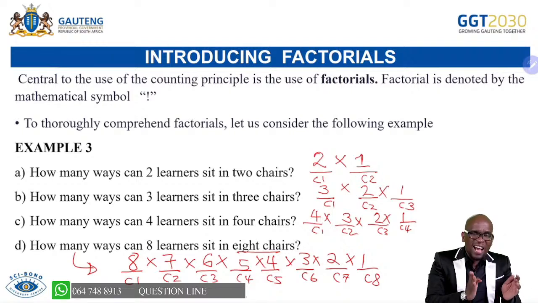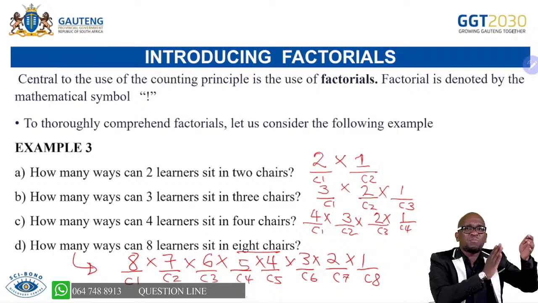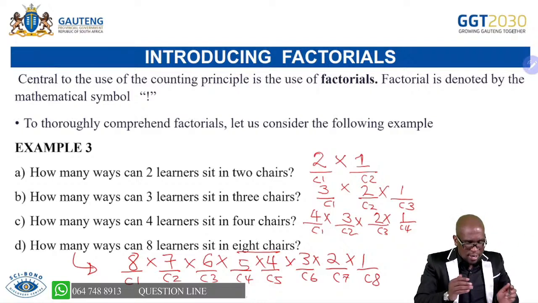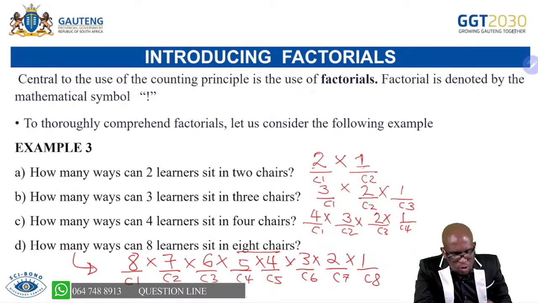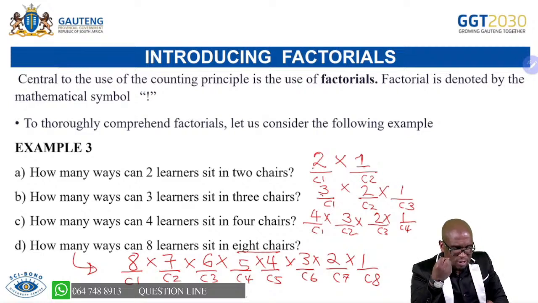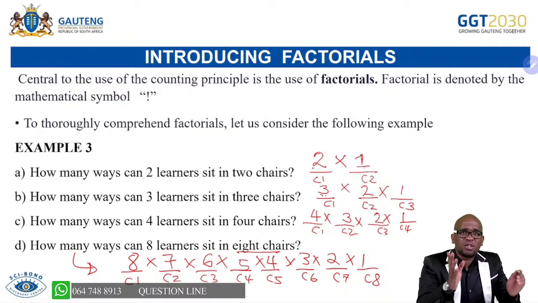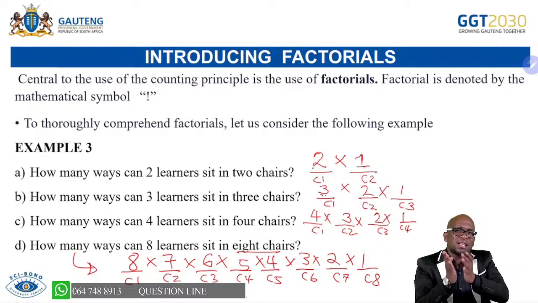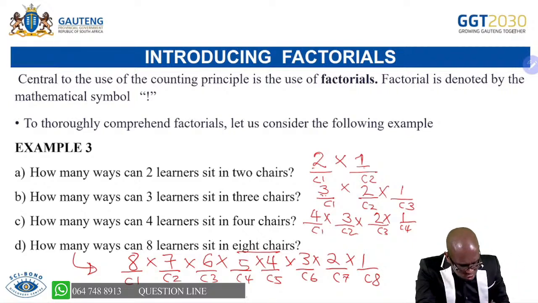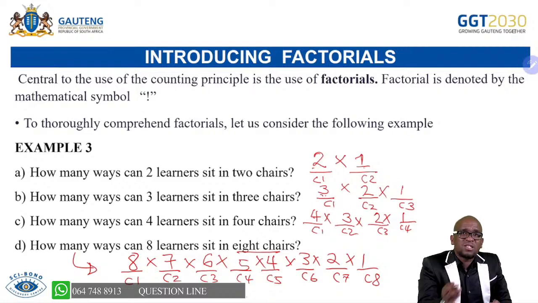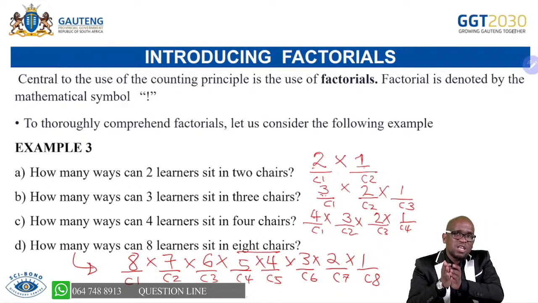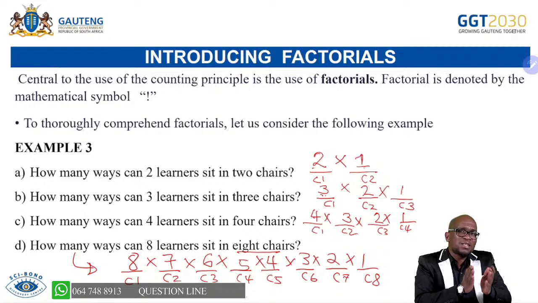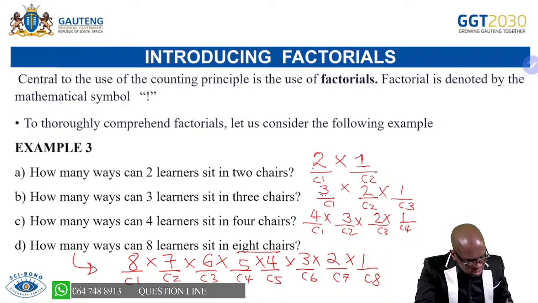Now, if you look at all these answers here, they start from a specific number and they end with 1. If you check, the first one starts with 2 and decreases to 1 and then it stops. The second one starts from 3, decreases to 1 and then it stops. So it's 3, 2, and 1. So it decreases by 1 until what? Until the lowest value, which is 1. Check the third one. It starts from 4, 3, 2, 1. So these products are decreasing by 1 until they get to the number 1.